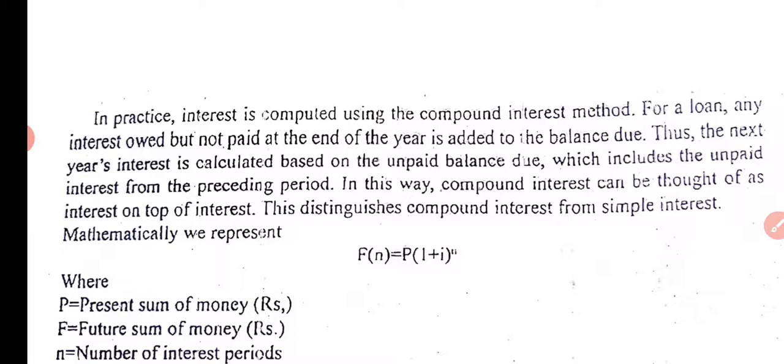Suppose, for example, I take a 10,000 rupees loan at an interest rate of 10%. Okay, so at the end of the 1 year, it becomes 1,000 rupees interest. But if I am not paying it, then for the next year, that will become 10,000 plus 1,000, that is 11,000, which will become the principal amount. Got it? This is the compound interest. Whereas in simple interest, it is not the case.